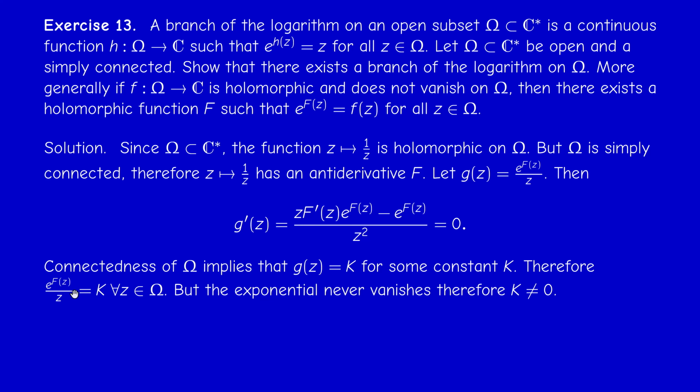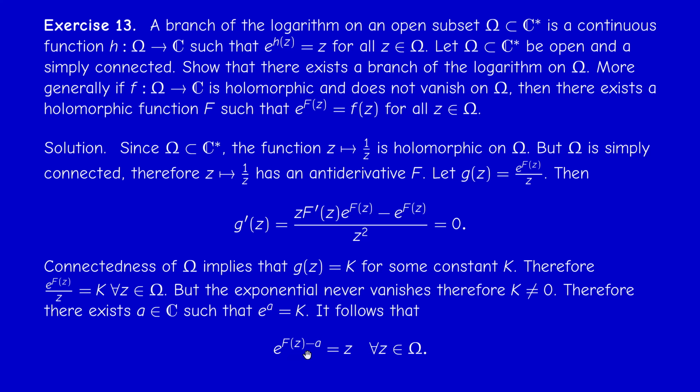Now, since the exponential never vanishes, K is different from 0. If K is different from 0, then I can solve the equation e to the z equals K, and I find one element a. As you know, the exponential is surjective from C onto C star, so any non-zero number is the exponential of something, as you know from the first course. And that's it, we are done. So I write e to the F of z equals K z, so it's e to the a times z. When I divide by e to the a, I get this. So now the function I'm seeking is just capital F of z minus a.